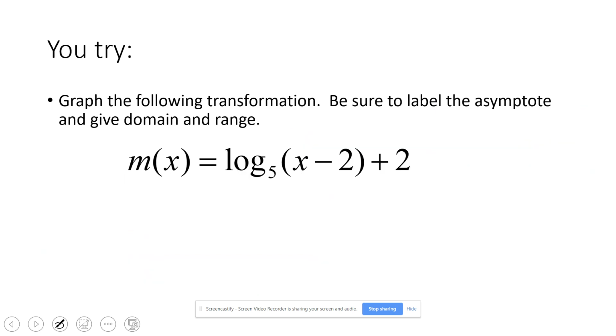Okay, here is your assignment for tomorrow. Go ahead and draw your new graph for this. We need to see your description of the transformations, your tables, and then make sure you have your 3 solid points and your asymptote.